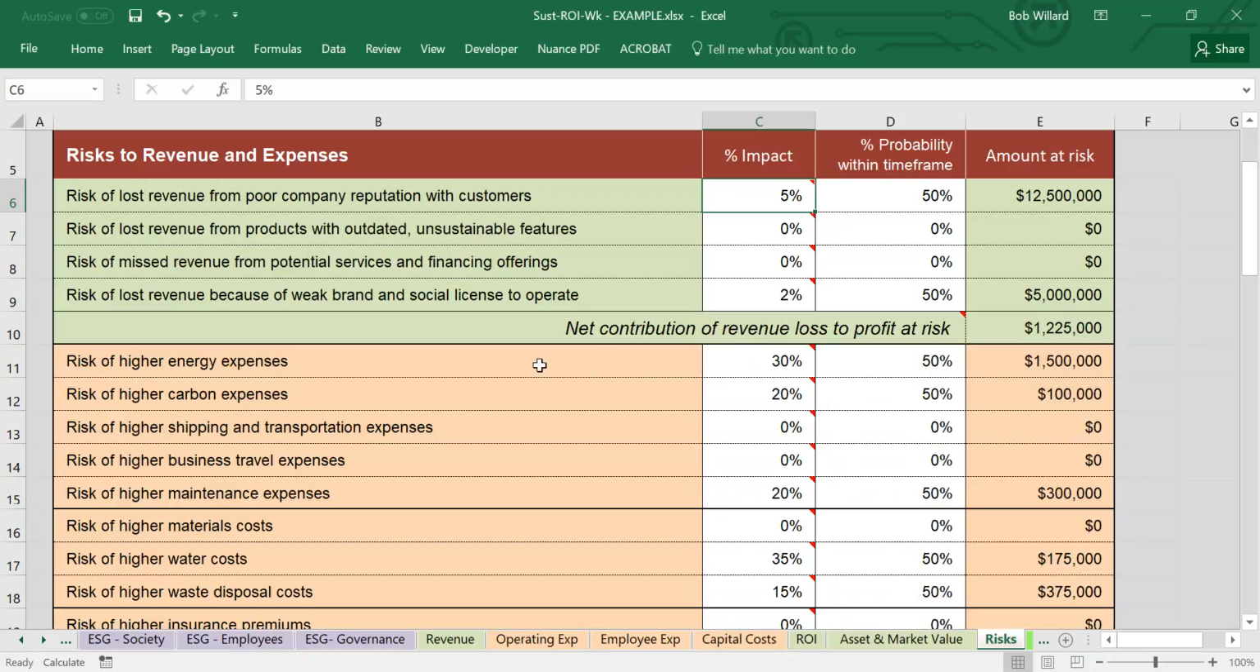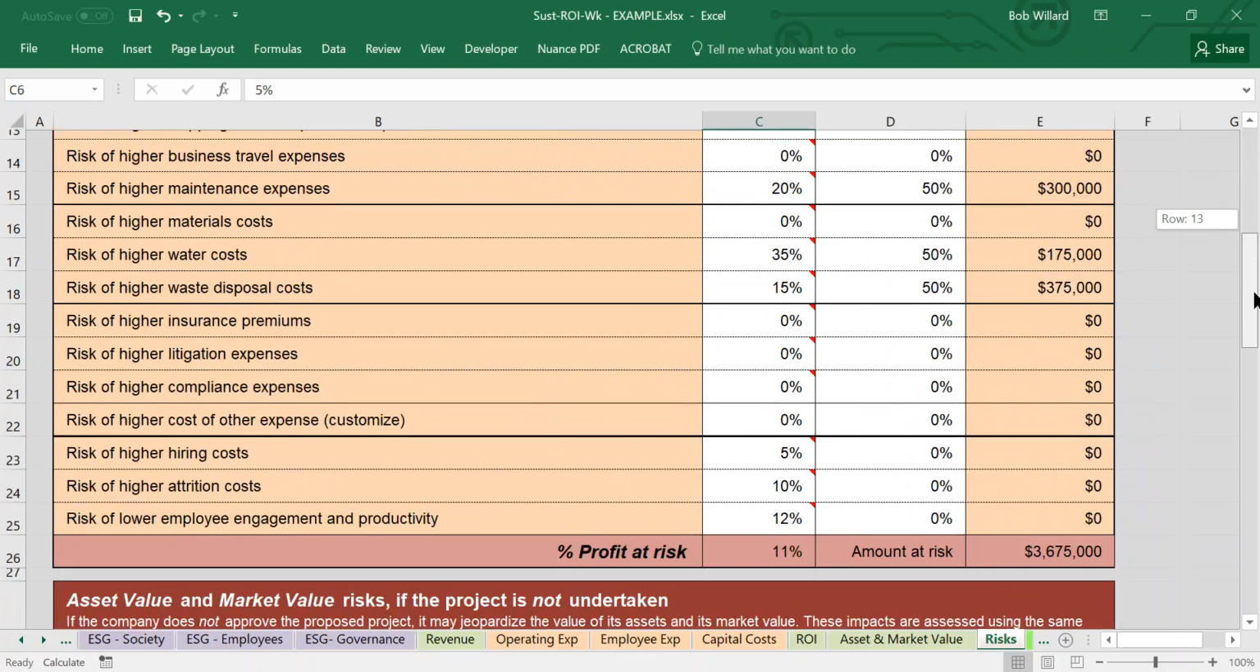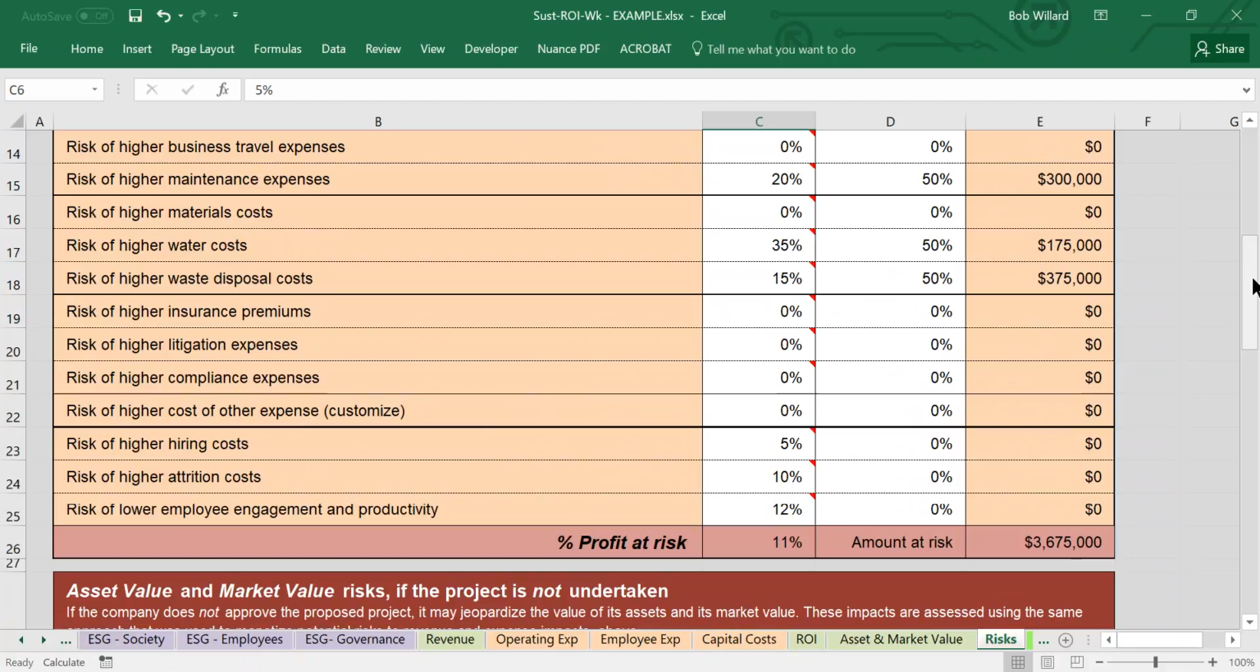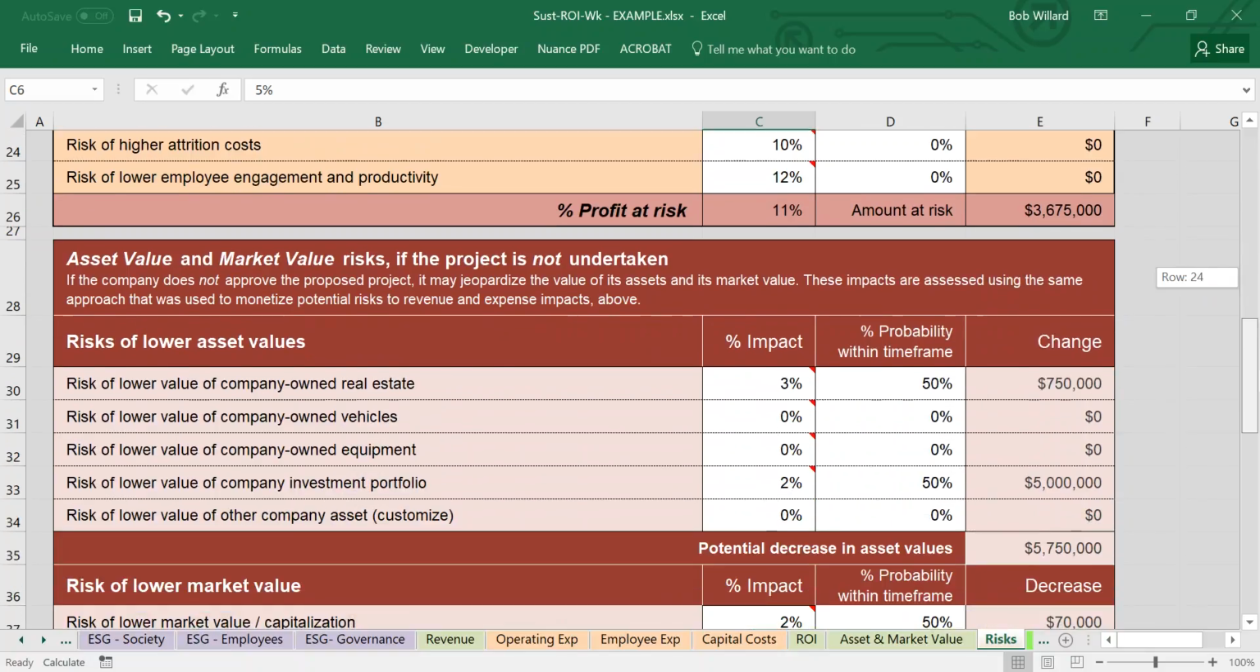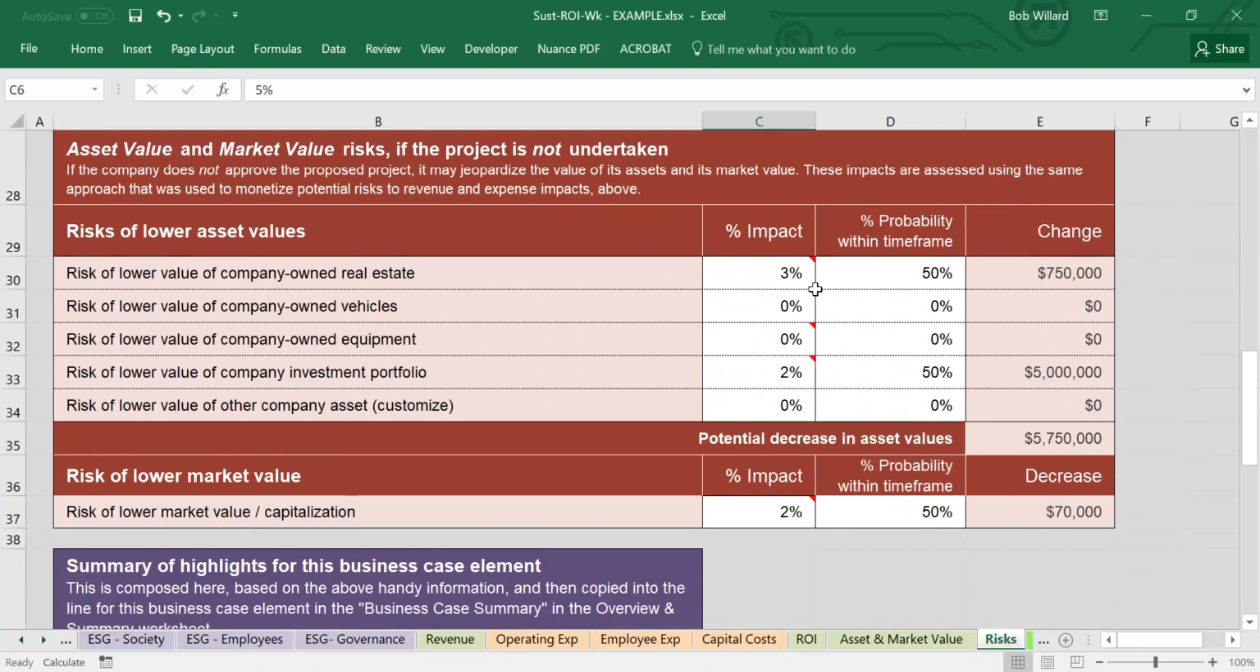Again, the items that might be impacted if the project were not undertaken are the same ones that are impacted when the project is undertaken, using 50% again. So what you see is some lines are left blank because they're just not relevant to the project. Others are filled in. We do the same kind of thing for the asset value and the market value risks. Again, looking at the same line items that we looked at before on the positive side and how these might be negatively impacted if the project were not undertaken.